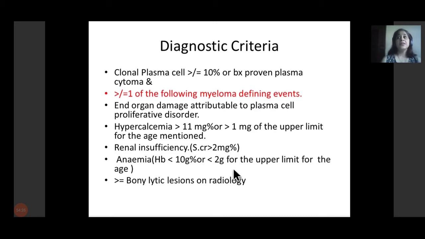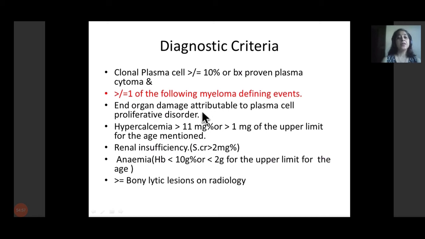The diagnostic criteria laid down for the diagnosis of plasma cell myeloma are by the International Myeloma Working Group Committee, and the latest criteria had come in 2010, followed by minor modification in 2016 to 18, and this says that the clonal plasma cells should be more than or equal to 10%, or it should be a biopsy-proven plasmacytoma, and one or more than one of the following myeloma defining events. These are very important. Please pay attention to them.